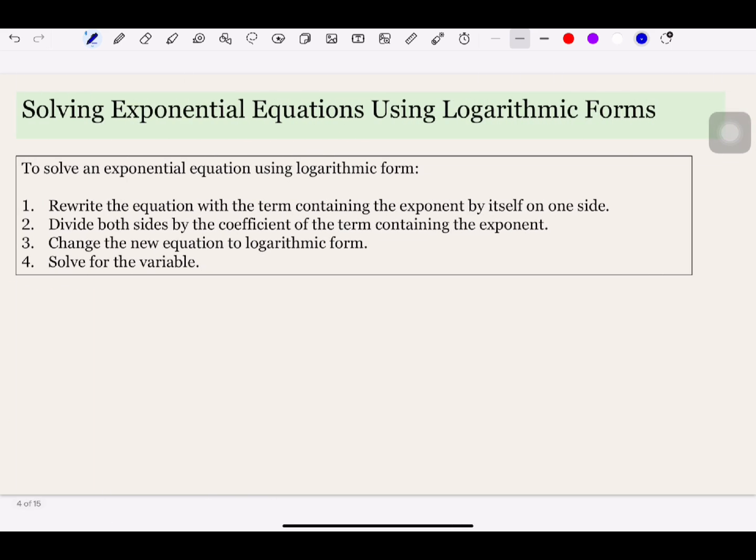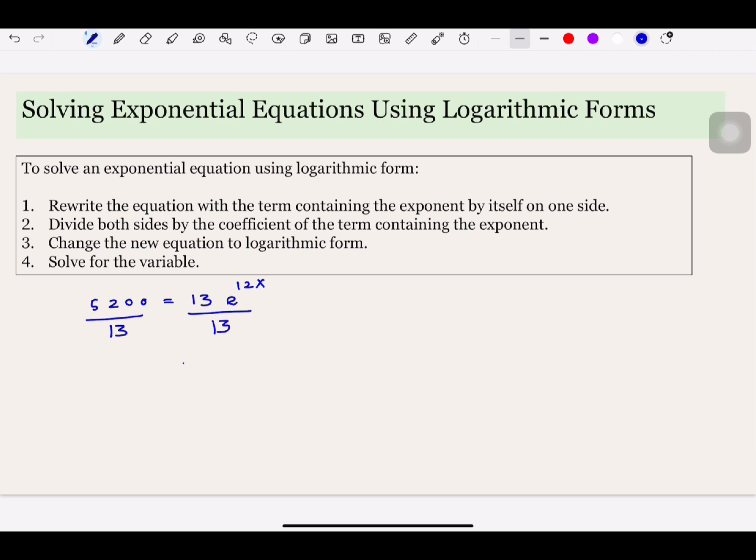Let's try one more example. Let's say 5200 is equal to 13 e to the power 12x. Again, we have to isolate the exponential term on one side. Here we have only two terms, on either side of the equation, so it is already isolated and we don't have to do any more calculation. But let's move to step number 2. We have to divide both sides by the coefficient. Here we have 13, so we divide both sides by 13.